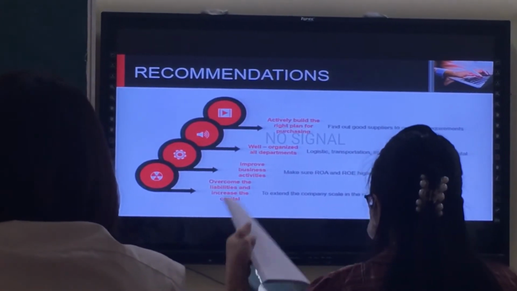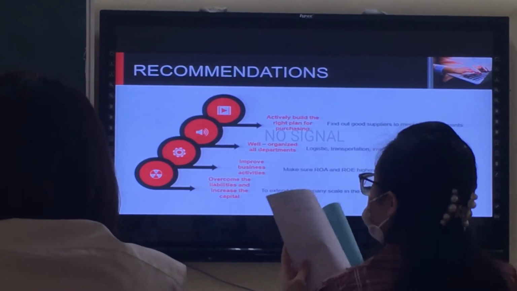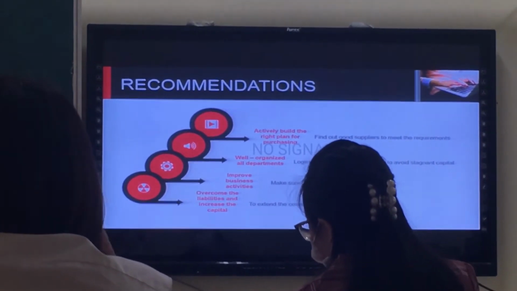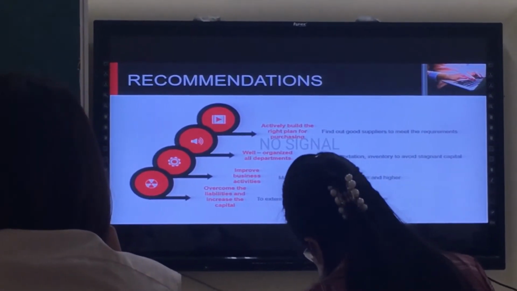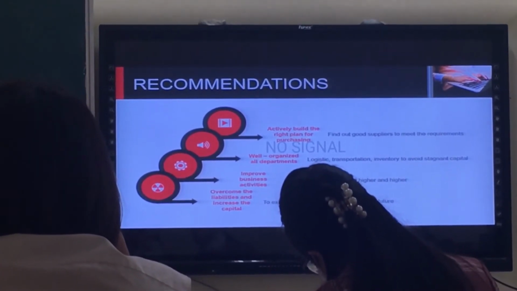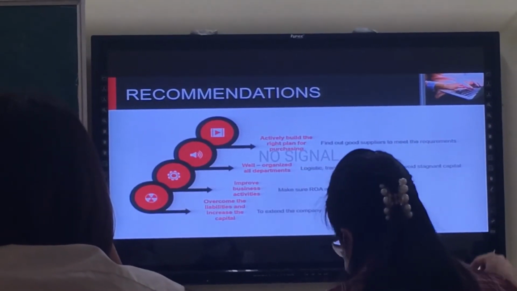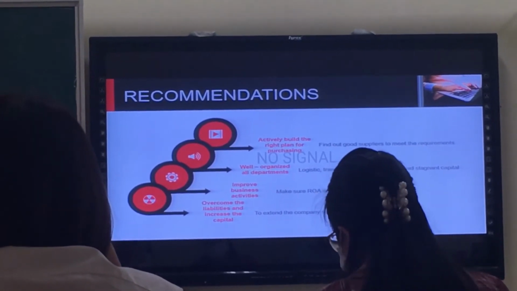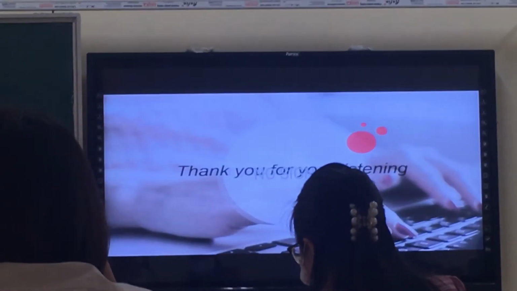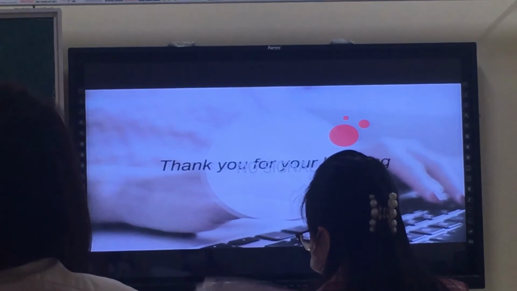Next, actively make the right plan for purchasing and organize all the departments well to improve business activity. And the last one, overcome all the liabilities and increase the capital to extend the company scale in the near future. And that's all of my presentation. Thank you so much for listening.